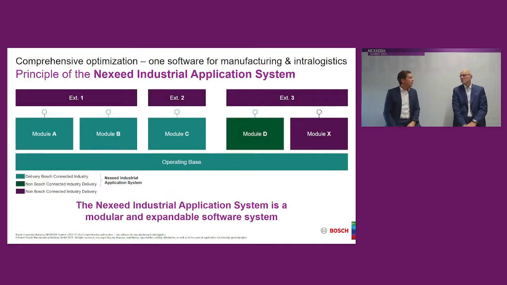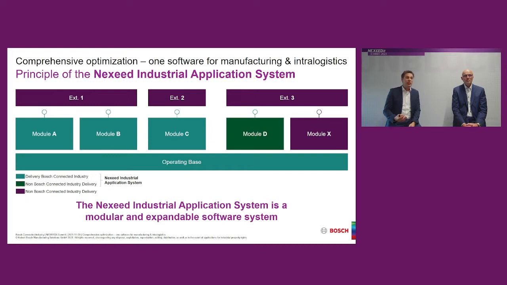How does this look? Modular, expandable, sounds great, but how does this really work? This schematic illustration visualizes the principles of the Nexeed system itself. We offer the functional modules, here marked with the green color, all based on a stable operating base, with exactly those topics which I mentioned before. And each has interfaces, which you can see on the top of each bubble, so-called application programming interfaces, or in short, APIs. This allows other programs to exchange data with each other.